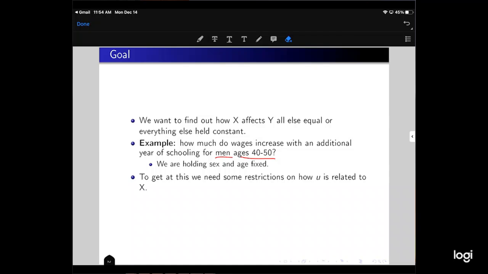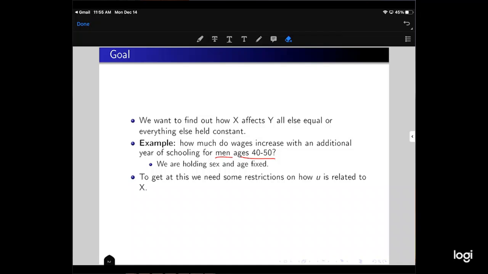Our goal here is we want to find out how x affects y, all else equal, or everything else held constant. As an example, we might want to know how much do wages increase with an additional year of schooling for men ages 40 to 50. In this example, we're implicitly holding sex and age fixed. How do we do that with a regression line? That's where we're going in this class. We're not getting there yet, but that's the idea.